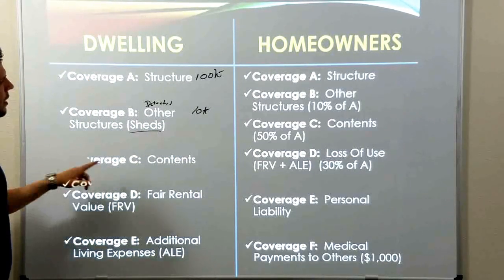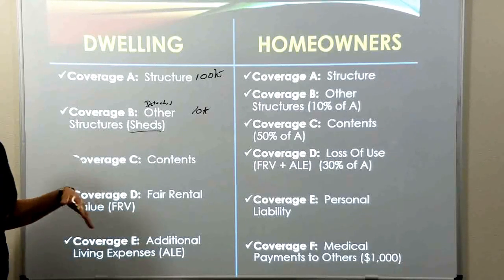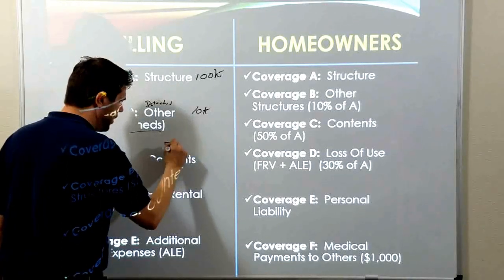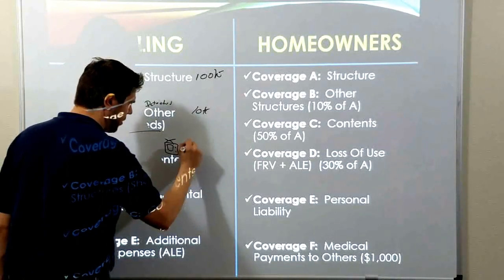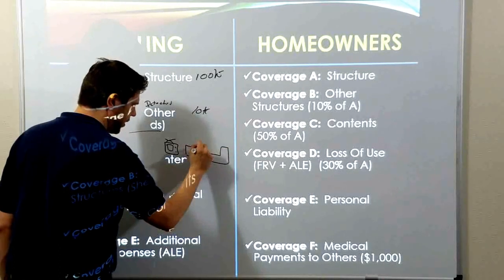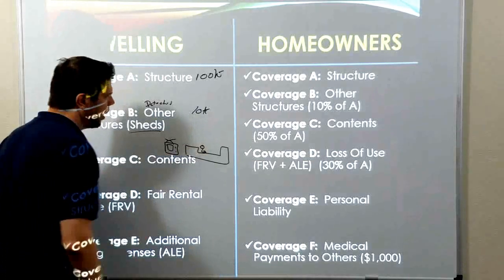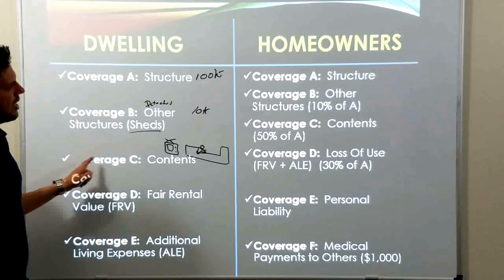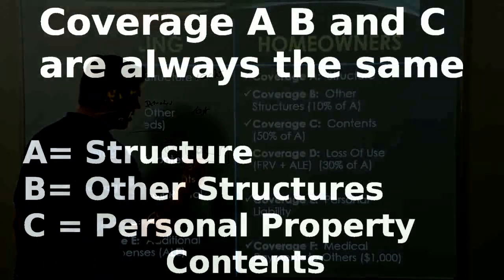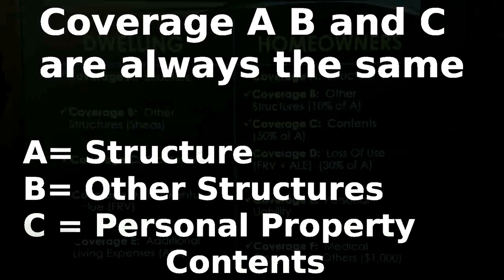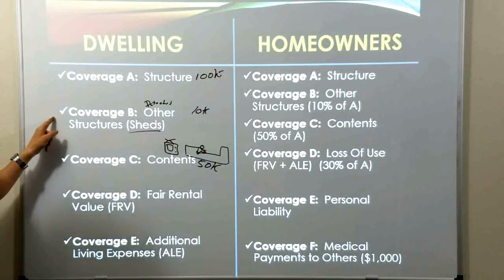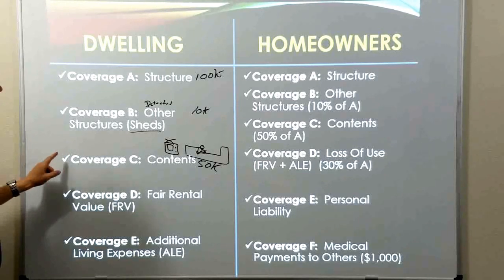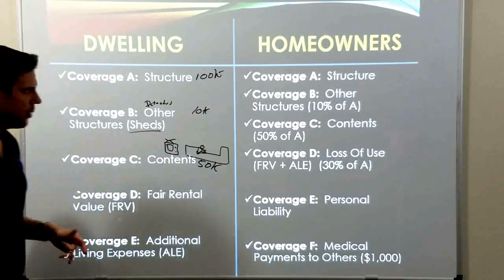Coverage C stands for contents. Coverage C tells you how much your stuff is covered for. So like your TV, your couch. I'm not sure how to draw a couch. That's a couch. So your coverage C insures your contents. And let's just say for 50,000. So coverage A is structure, coverage B is other structures, other detached structures, so like a shed or a detached garage. Coverage C is contents, that's how much your stuff is covered for.